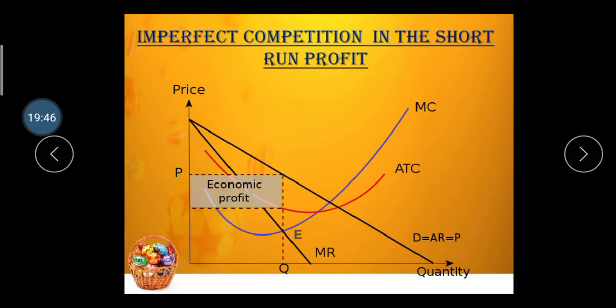So in imperfect competition, in the short run they have to get the profit. Here you see the marginal cost curve, average total cost, then after average revenue and marginal revenue. Here you see that your average revenue is higher than your average cost and marginal cost, so you can find out the economic profit.